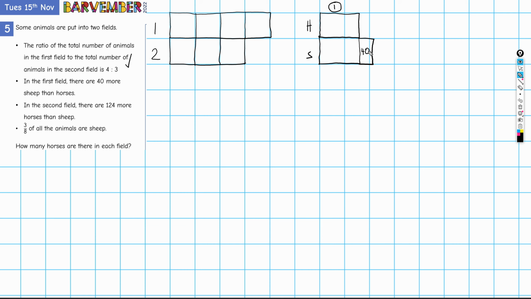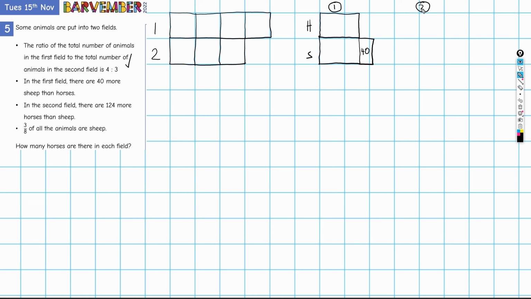Now, I've no idea how this block actually relates to this block in terms of value. The size of them is totally arbitrary. But what I do know is that these 2 blocks are the same. And that's something that you'll get used to in drawing bar models, is knowing that when you have one quantity more than the other, that leaves you with 2 identical quantities and a difference. Okay. And we're going to do the same thing for field 2.